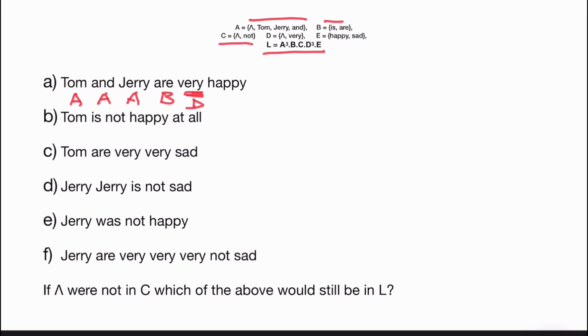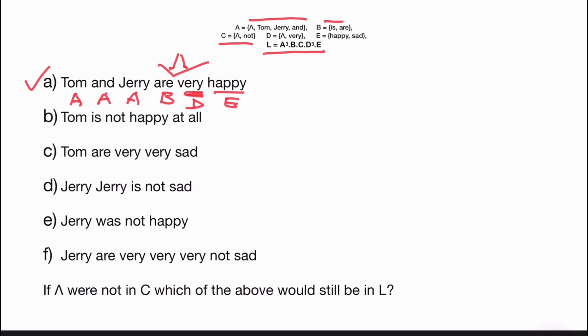Doesn't matter. C can be lambda, so we can imagine there's a little invisible lambda, an empty string, here. Okay, and then finally, happy is from E. Therefore, this is a perfect match. So that's a legal sentence in this language L.